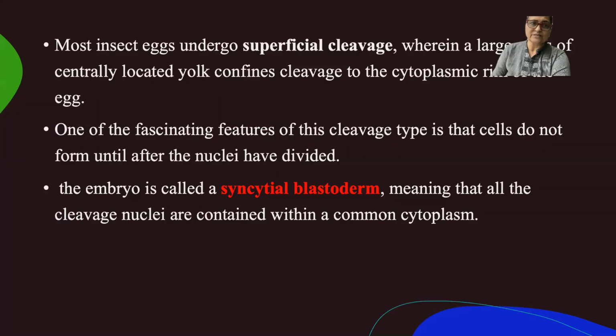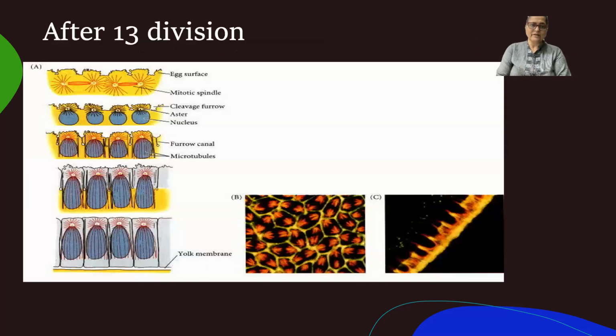Now, move to the next slide. Most insects undergo superficial cleavage, where the large, centrally located yolk restricts cleavage to the cytoplasmic rim only. The cleavage touches the rim of the cytoplasm and does not enter the yolk. The nuclei divide and redivide to form cell-like structures, and such a division is known as syncytial, and the layer that is formed is known as the syncytial blastoderm.